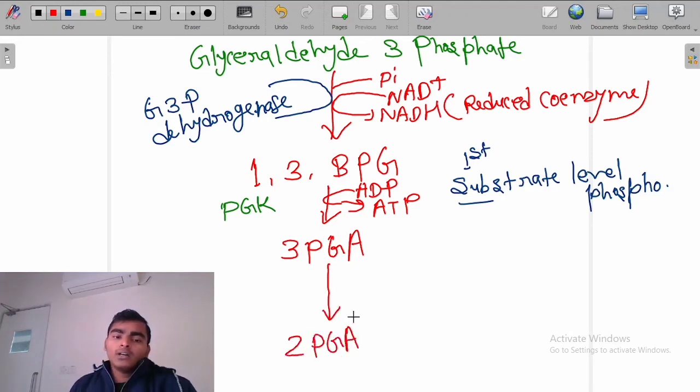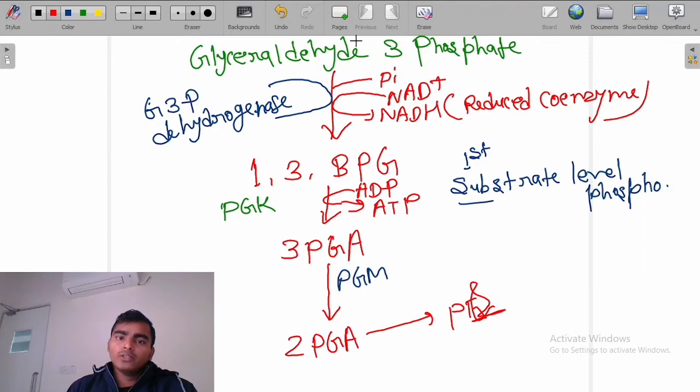Next step, now 3-phosphoglyceric acid will be converted into 2-phosphoglyceric acid. That means the phosphate molecule which is present on the 3rd prime carbon is going to be shifted to the 2nd prime carbon. Okay, the enzyme which is responsible for this particular reaction is phosphoglyceromutase. So this is another step which is again very important. Now 2-phosphoglyceric acid will be converted into phosphoenol pyruvate. Now we have phosphoenol pyruvate. The enzyme which is responsible for this particular step is enolase.